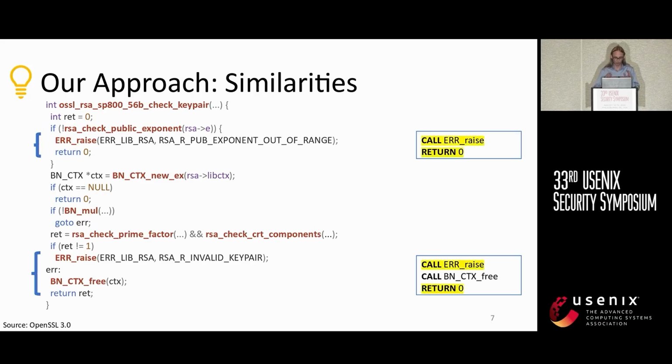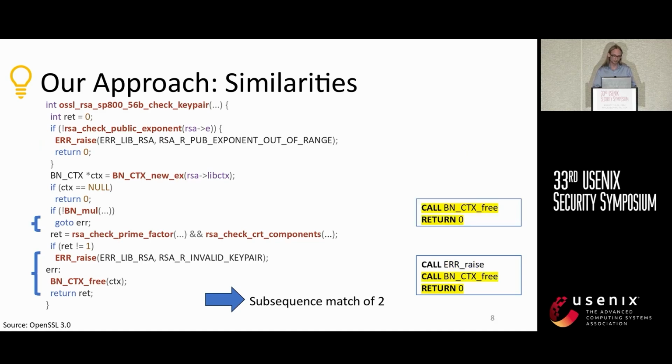If we now compare the two summaries, we can see that they both call the same function and return the same value. In fact, you could say that the first one is a subsequence of length 2 of the second one. Similarly, if you take a look at the BN null error handling code, we can see that they both jump to the same label, so the tail is the same, and we again have a subsequence match of length 2. So what's the idea here?